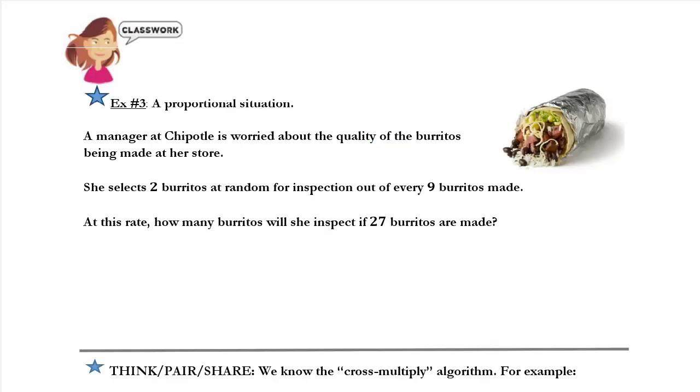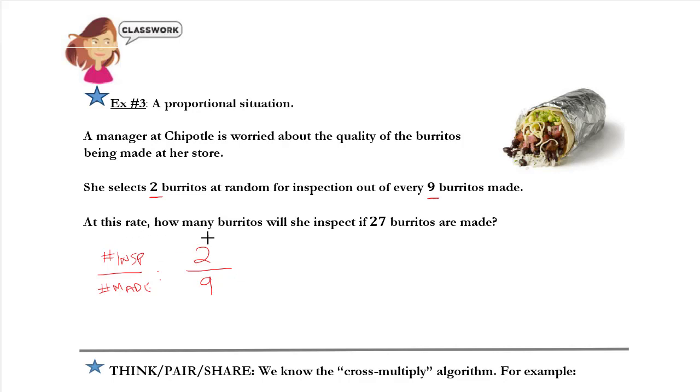So let's look at proportions within the context of a word problem. A manager at Chipotle is worried about the quality of burritos being made at her store. She selects 2 burritos at random for inspection out of every 9 burritos made. We can already set up a ratio here: the number inspected over the number of burritos made. For every 9 burritos made, she's selecting 2 of them. We'll use this ratio as a starting point to set up a proportion.